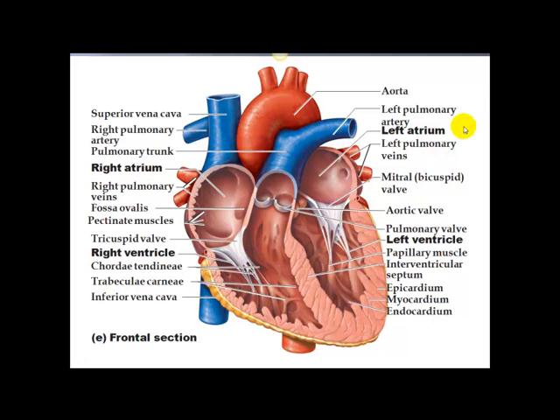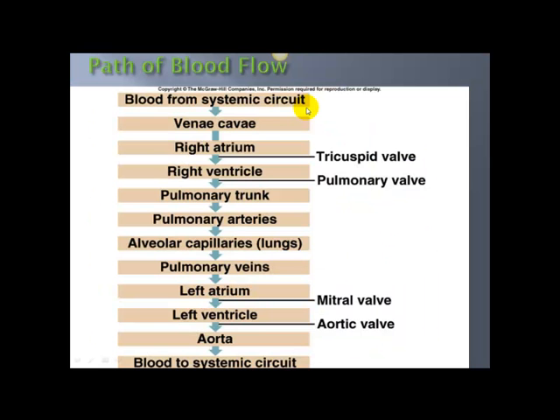Blood returns through pulmonary veins to the left atrium and travels through the bicuspid valve into the left ventricle, then out the aortic valve, then out the aorta into the rest of the body. Here's a flow chart of that.